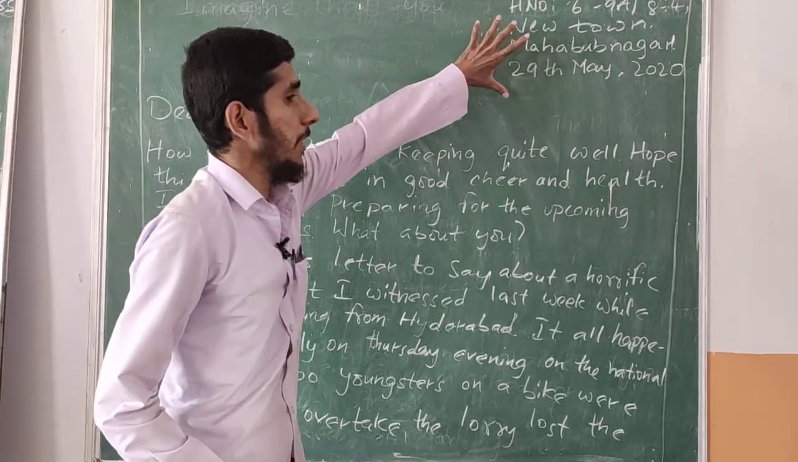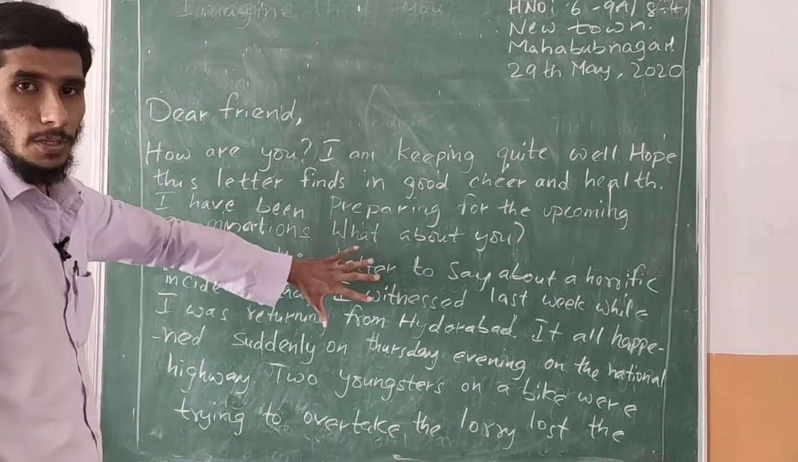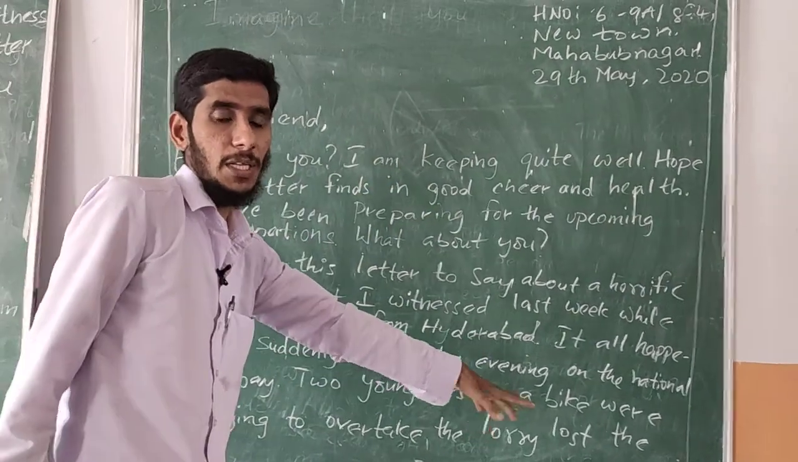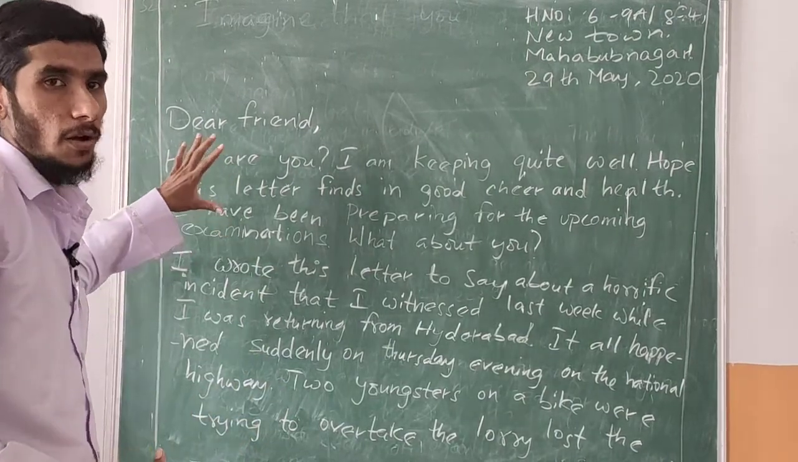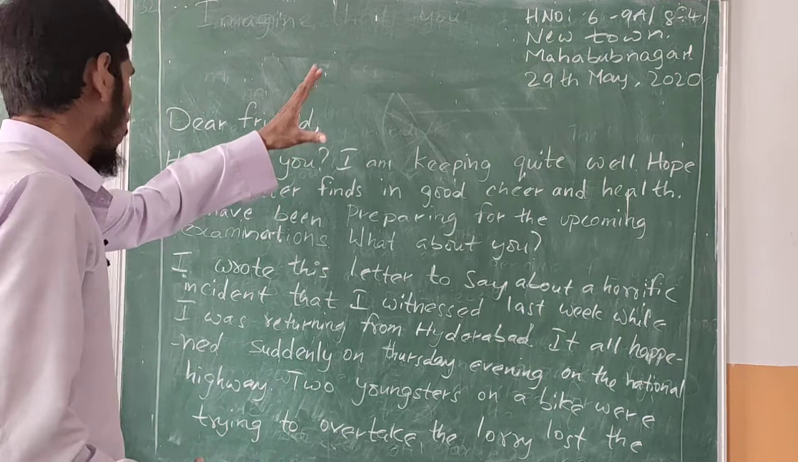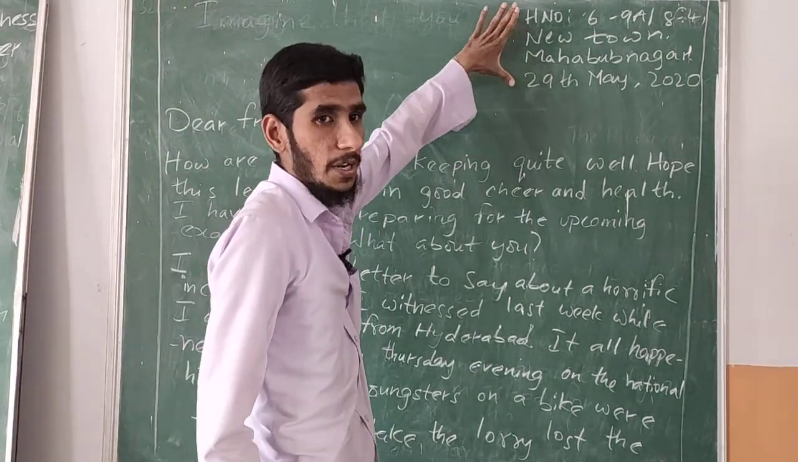Here is the heading, the salutation, the body of the letter, then leave taking, subscription, then superscription. Those are the steps to write a letter. So this is a personal letter or informal letter, you can say. The first one is the heading, that is the writer's address and date.